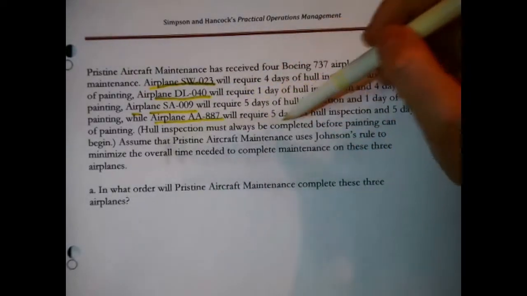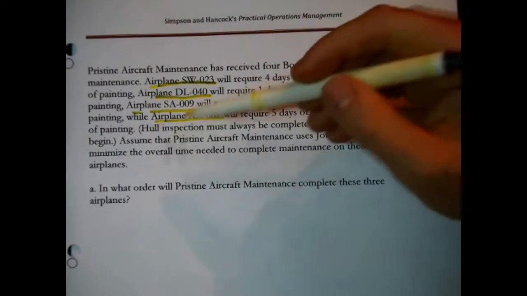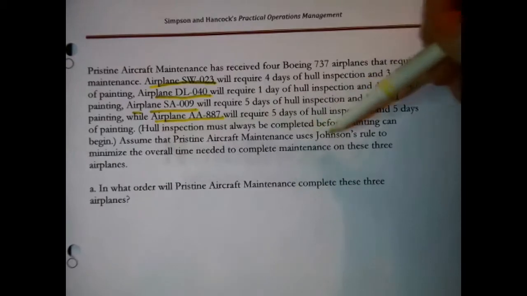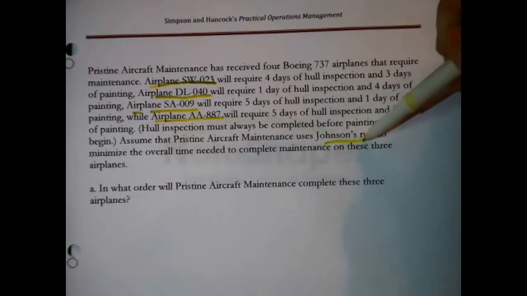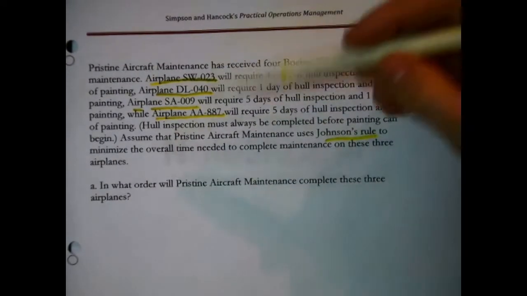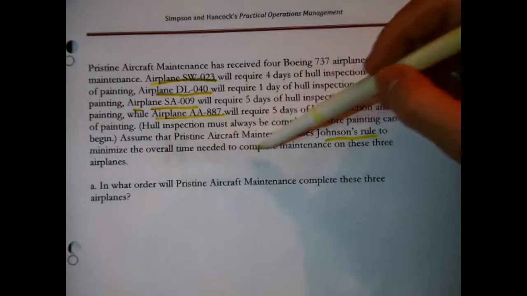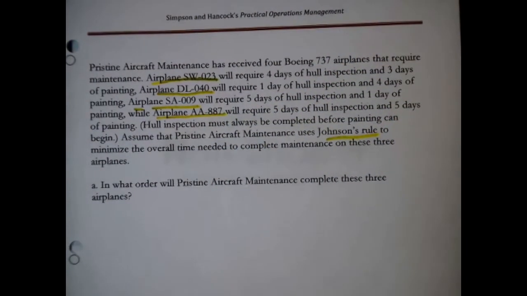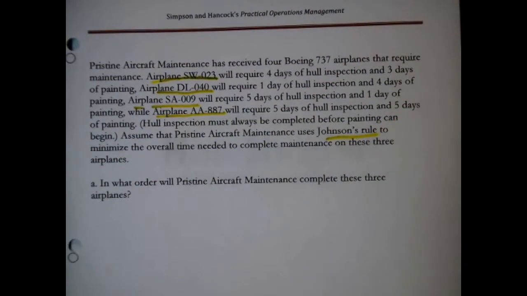Hull inspection must always be completed before painting can begin. Assume that Pristine Aircraft uses Johnson's rule. It does mention Johnson's rule by name, to minimize the overall amount of time needed for maintenance on these planes.